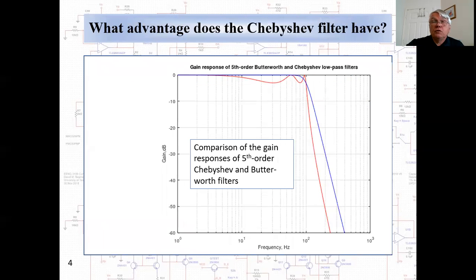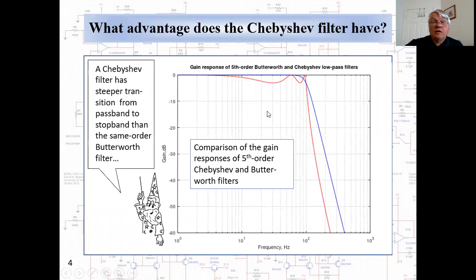Now, why would we want to use a Chebyshev filter over another type of low-pass filter, like, say, a Butterworth maximally flat filter? Well, the advantage that the Chebyshev has compared to Butterworth is that the Chebyshev filter has a steeper transition from the pass band to the stop band than the same order Butterworth filter. The red trace here is the Chebyshev filter. The blue is the Butterworth, and you can see that the Chebyshev filter rolls off more quickly. But this comes at the cost of gain ripple in the pass band.